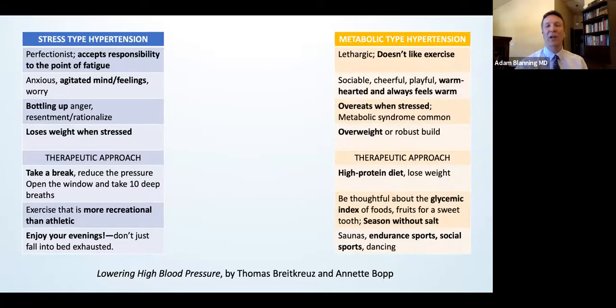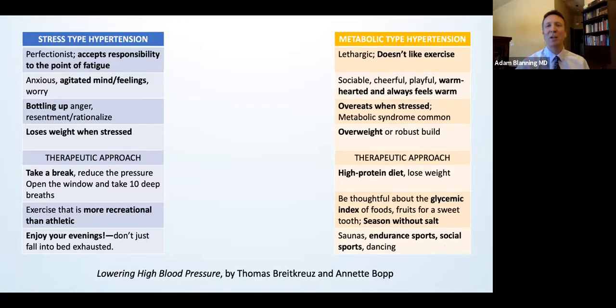Now, if we go to the other side, to the metabolic or abdominal type hypertension, these are people who sometimes have trouble coming into form, sometimes have trouble getting going. They can feel lethargic. They may not particularly like exercise. So we can see at the bottom, if they don't like exercise, it's very helpful for them to be doing social sports or an endurance sport where once you get going, you can go for a long time. But they don't have to constantly be restarting their activity.